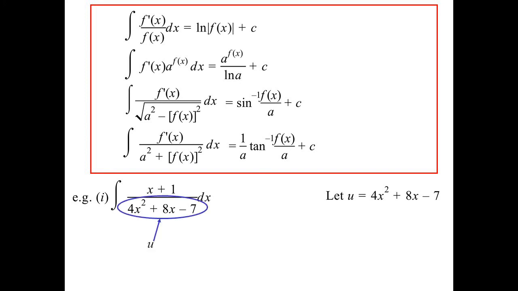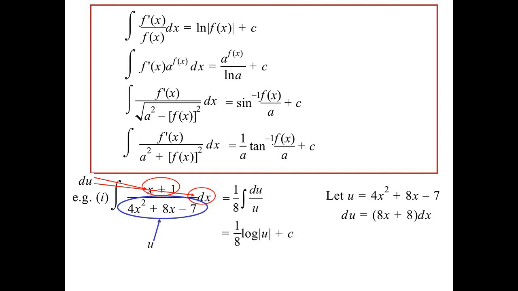So there's u on the bottom right there, in case you didn't notice. du would be 8x plus 8 dx. Well, it's close. We've got x plus 1, so it's sort of du, x plus 1 dx, but actually it's 1/8. So 1/8 du on u. It now is in the standard form. du on u, we know is log u. Substitute back in, and we get our log of 4x squared plus 8x minus 7.